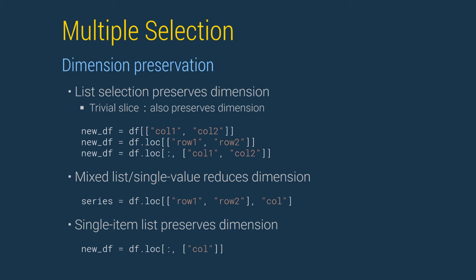Wrapping a single value in a list selects a single element while preserving the dimension. In the final example, the new data frame contains a single column from the old, but is not reduced to a series.